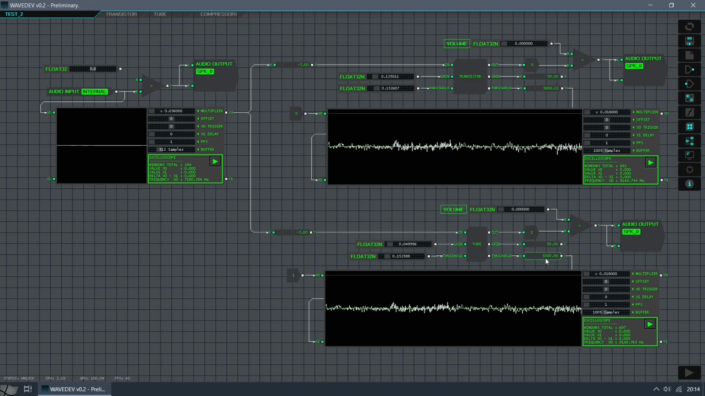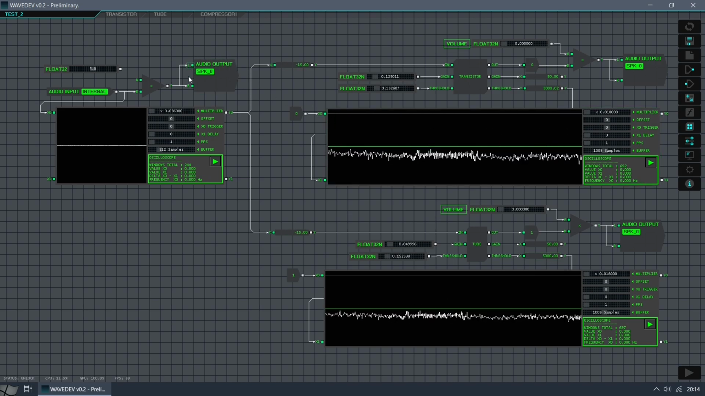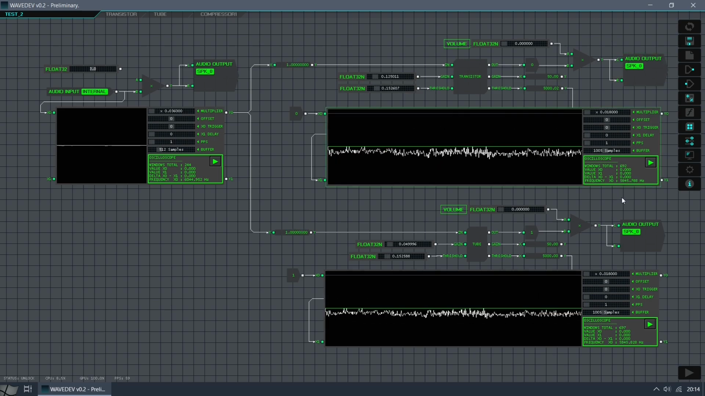Now I'm going to do very quick sound tests and leave anything more elaborated to the end. First the clean signal, then the outputs of the amplifiers.